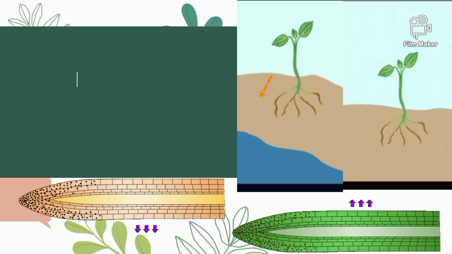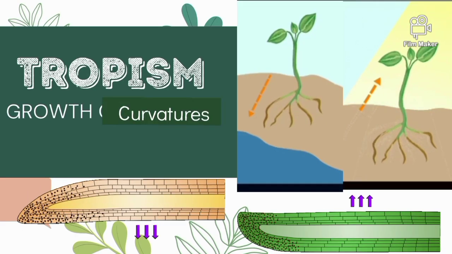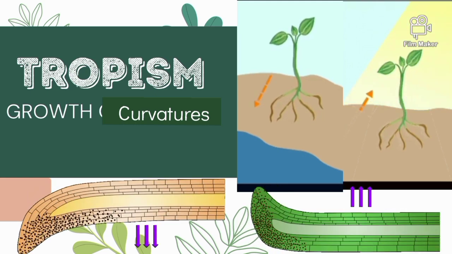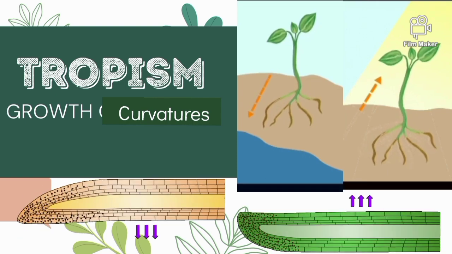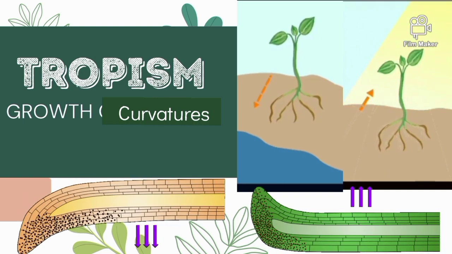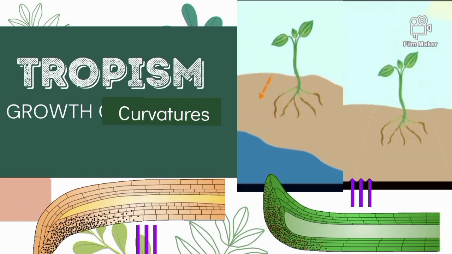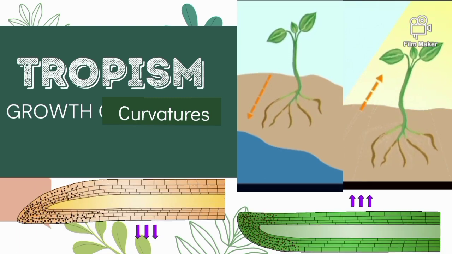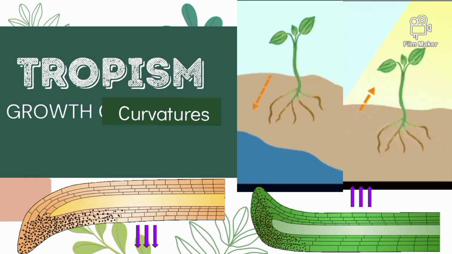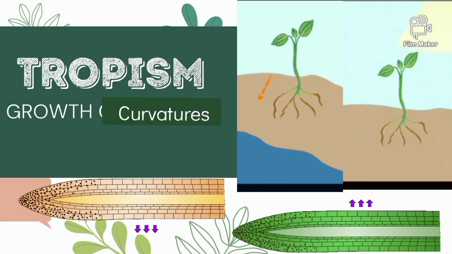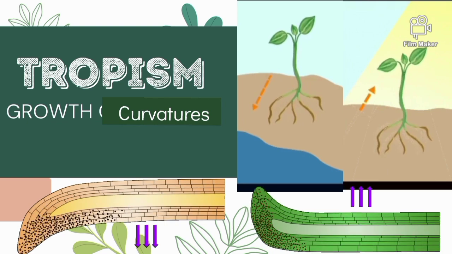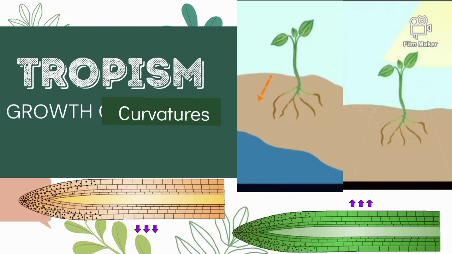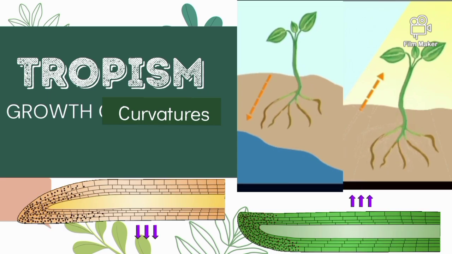Now let's talk about growth curvatures. We already know in our previous lessons that plants also move. However, plants move in a fixed position. But have you wondered what kind of movement plants undergo? Plants undergo directional growth movements, referred to as tropism. This movement in plants aids them in acquiring food, water, light, and nutrients.